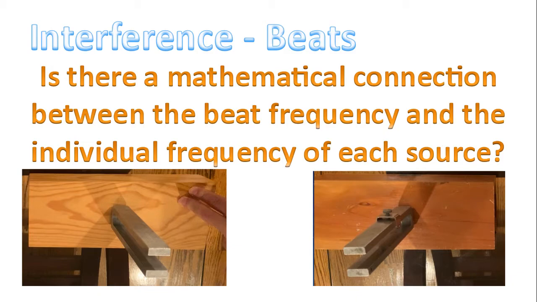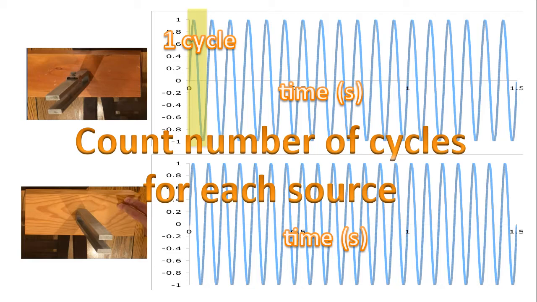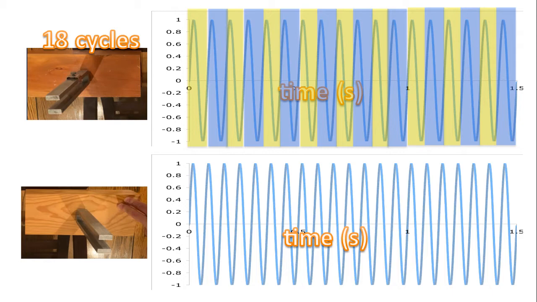So now, is there a mathematical connection between the beat frequency and the individual frequency of each source? So we have these two tuning forks creating these beats. Is there a connection? And the answer is yes. Let's go back to the original graph. One cycle is defined as a crest and a trough. So what I'd like you to do right now is count the number of cycles for each source. I know it's a lot of counting, but please take your time to do this. Go ahead, please pause the video now. All right, I hope you completed that exercise. For the first graph, hopefully you counted 18 cycles. And for the second graph, it was slightly more, 21 cycles.